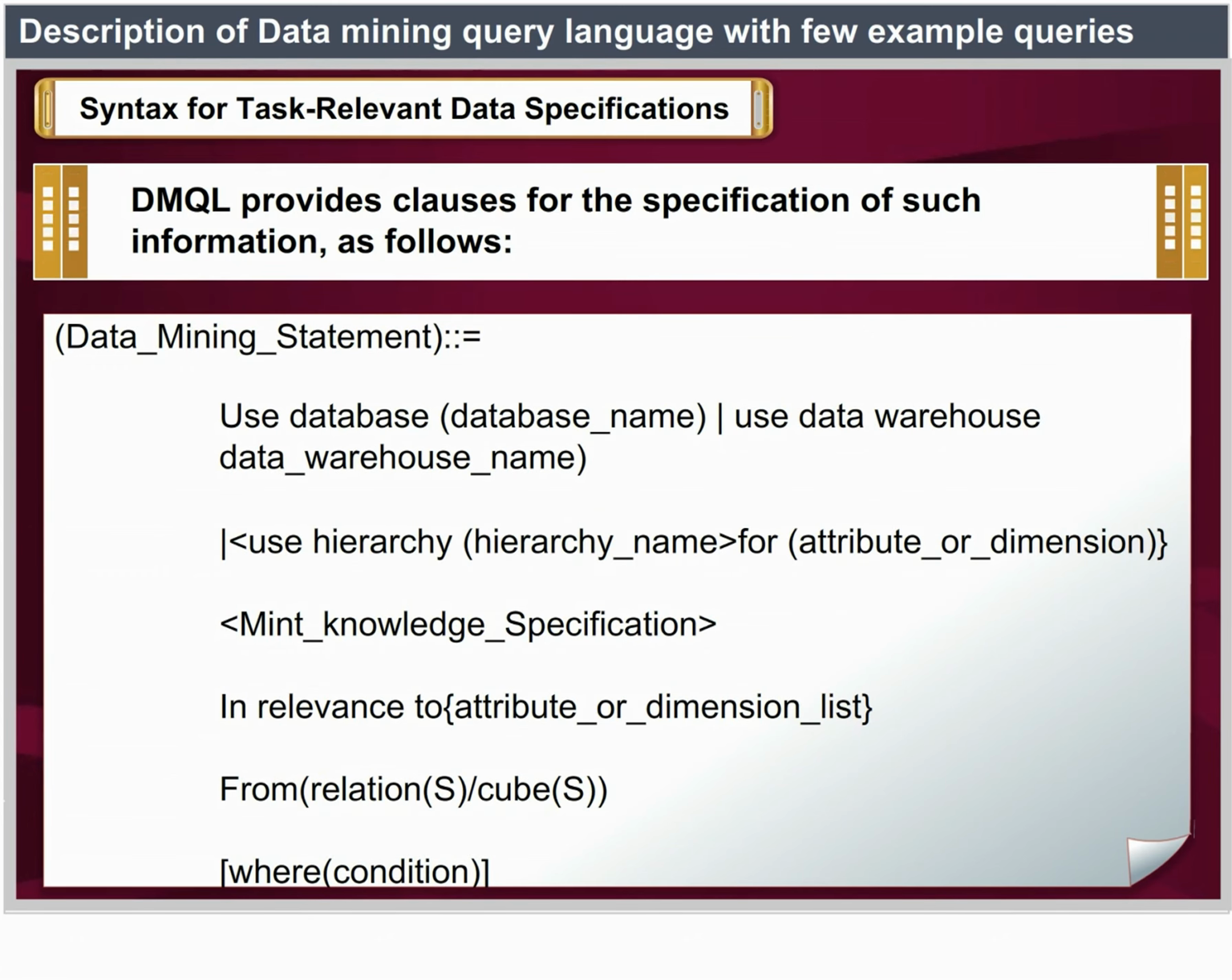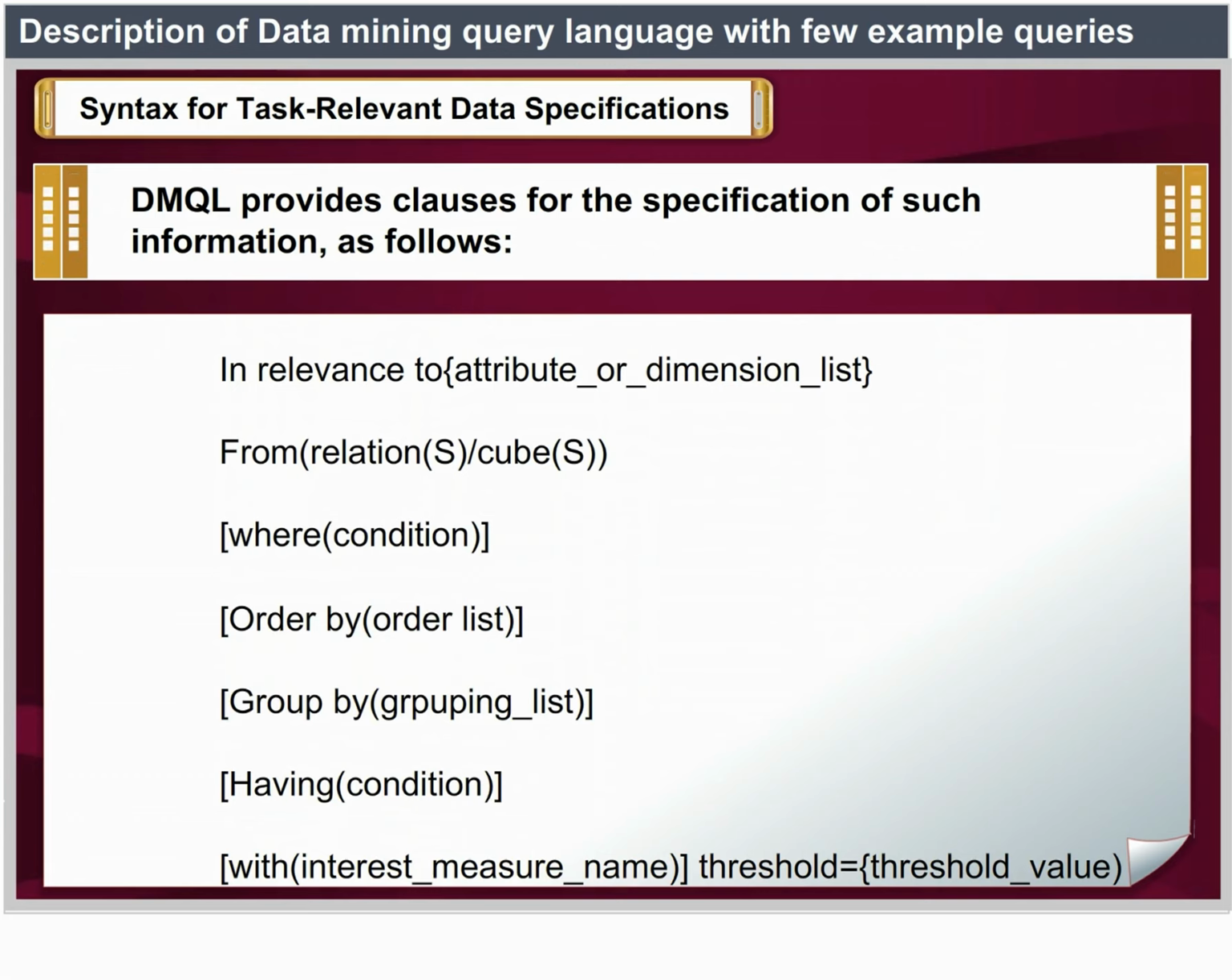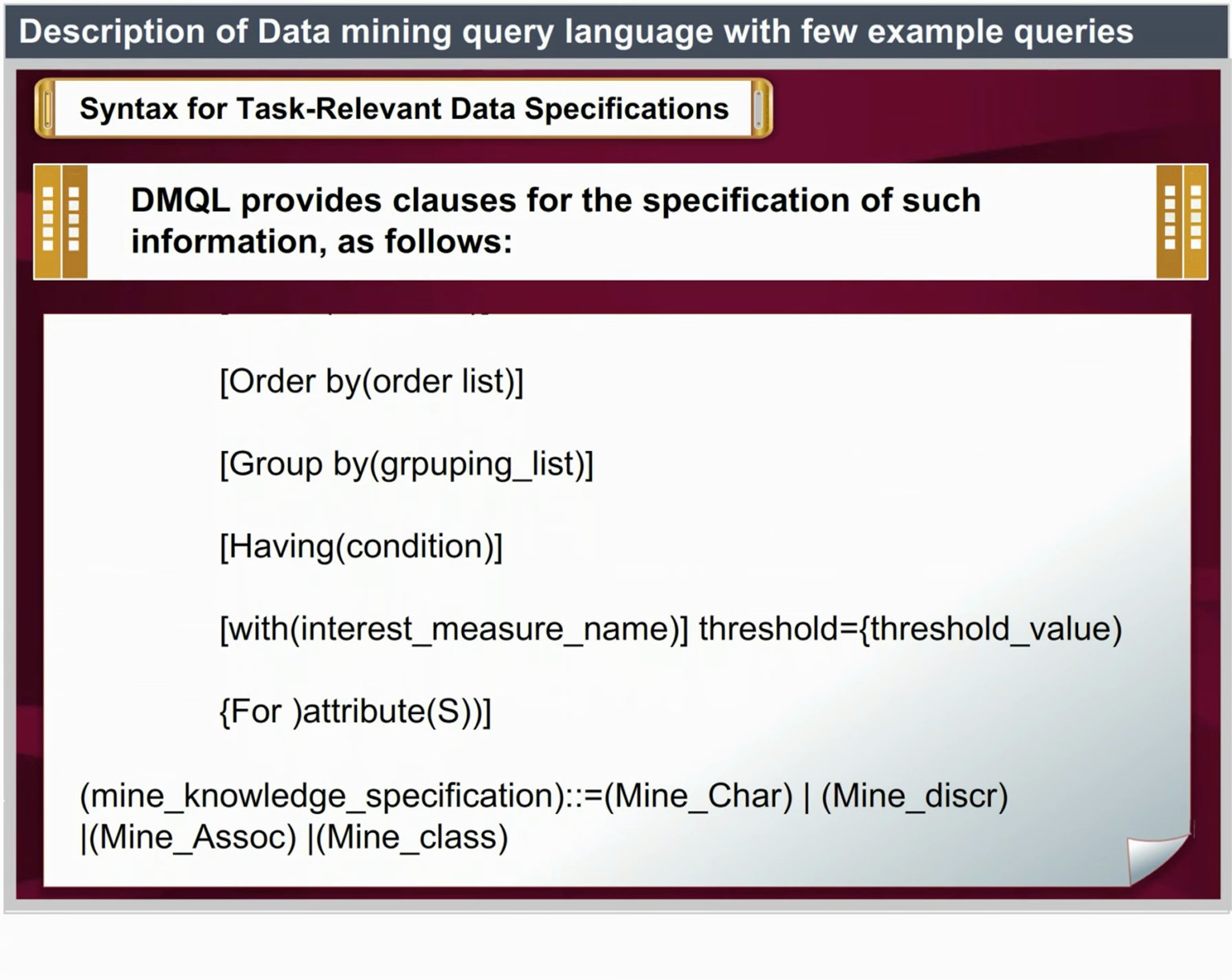In relevance to attribute or dimension list. This clause lists the attributes or dimensions for exploration. Order by order list. The order by clause specifies the sorting order of the task-relevant data. Group by grouping list. The group by clause specifies criteria for grouping the data. Having condition. The having clause specifies the condition by which groups of data are considered relevant.